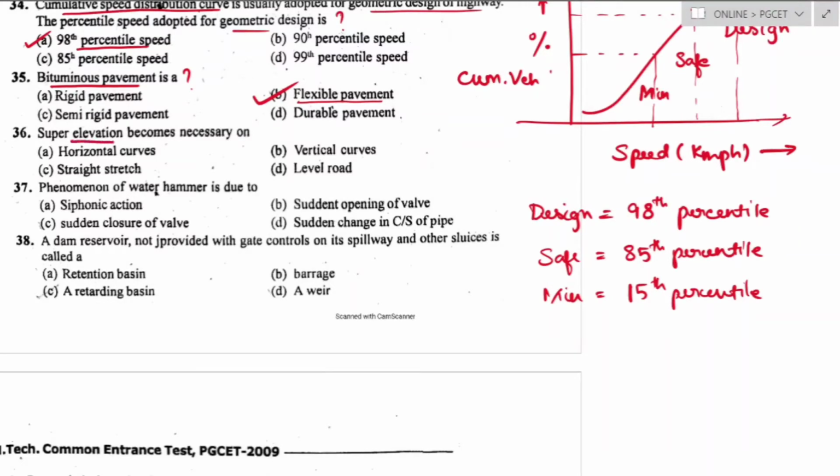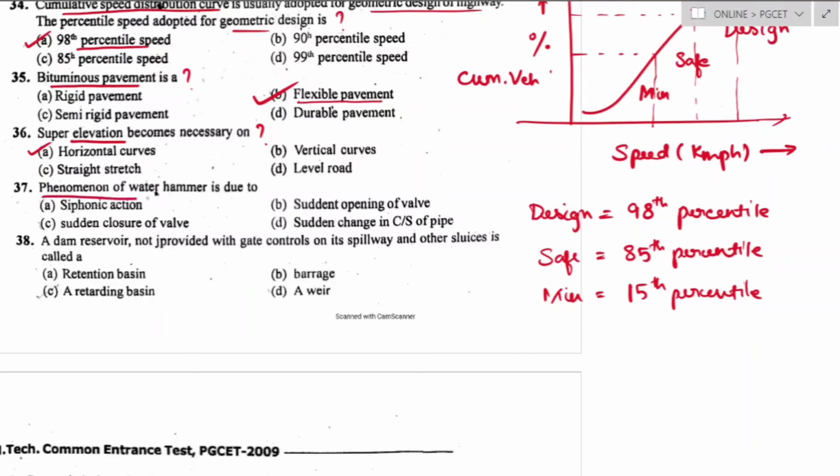Question number 36. Super elevation becomes necessary on. Super elevation becomes necessary when a vehicle is moving in a curved path, to counteract the effect of centrifugal force and to avoid skid and slip of the vehicles. Therefore, super elevation is provided by raising the outer edge over the inner edge of the road. Option A is the right answer, that is horizontal curve.